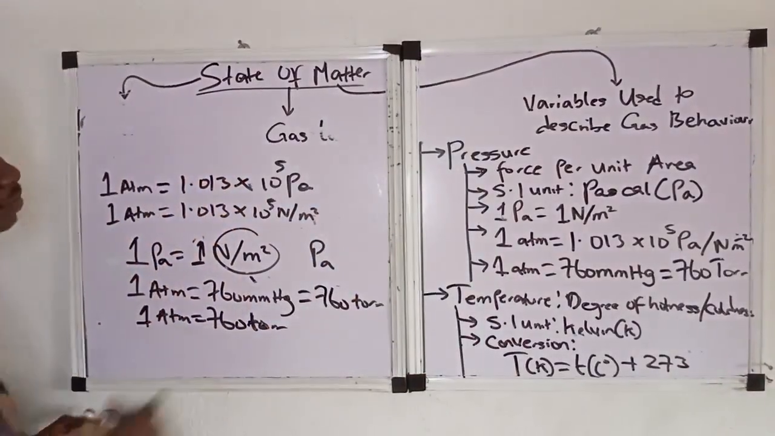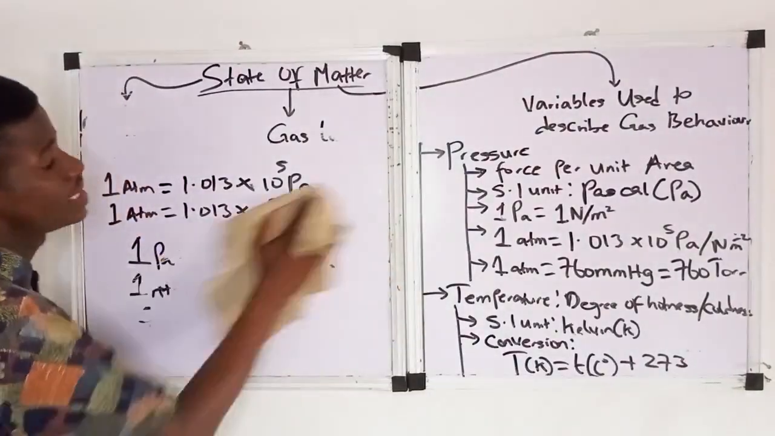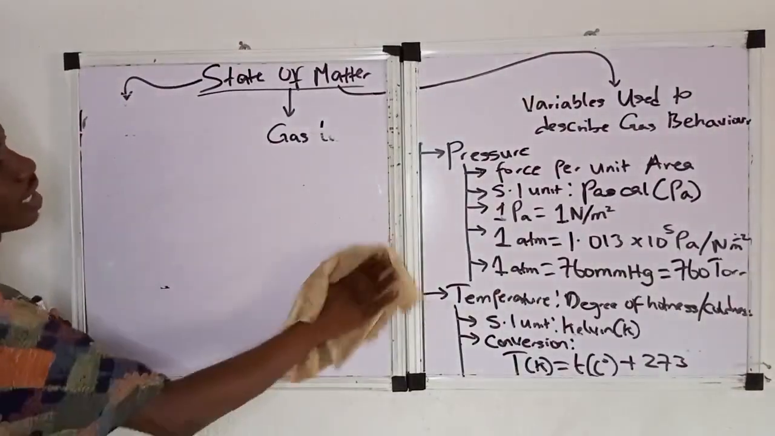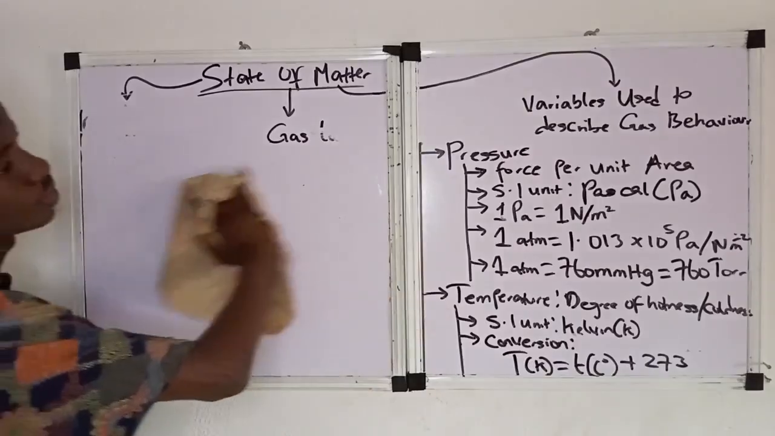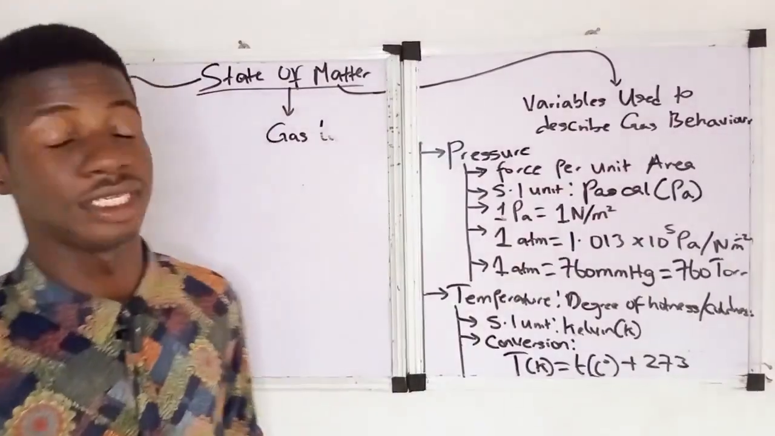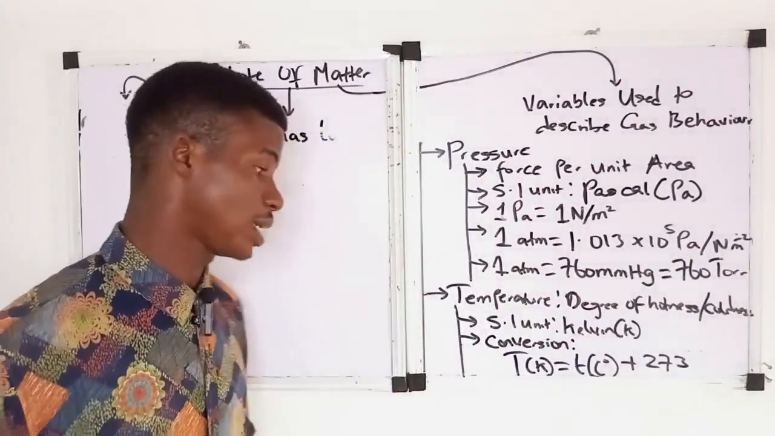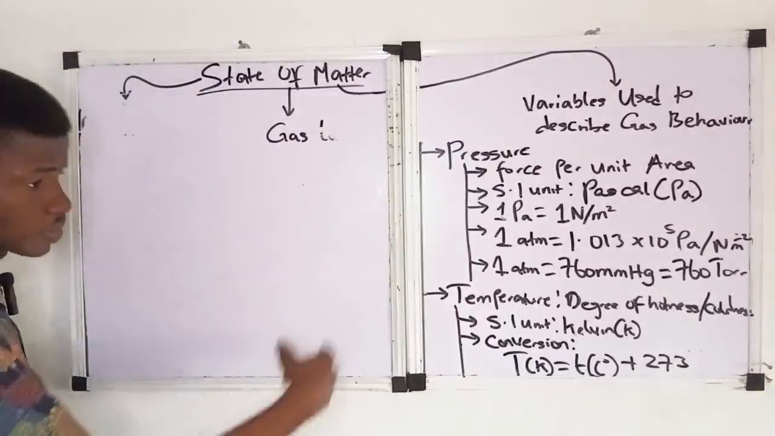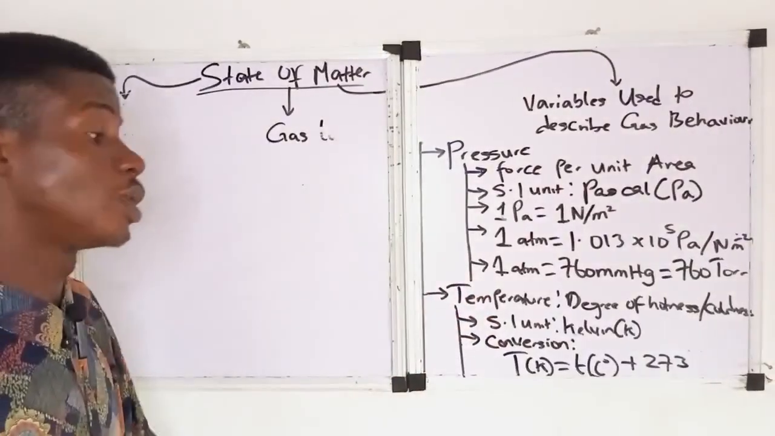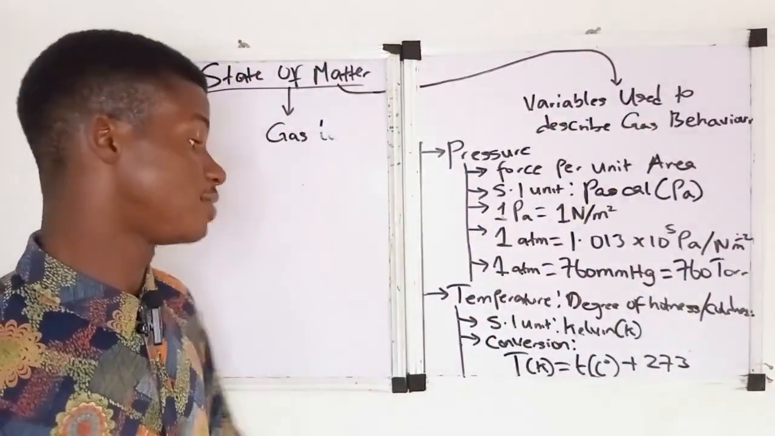Now let's move to temperature. Temperature is another variable used to describe gas behavior. What is temperature? Temperature is a measure of the degree of hotness or coldness of a body. The SI unit of temperature is Kelvin, right?